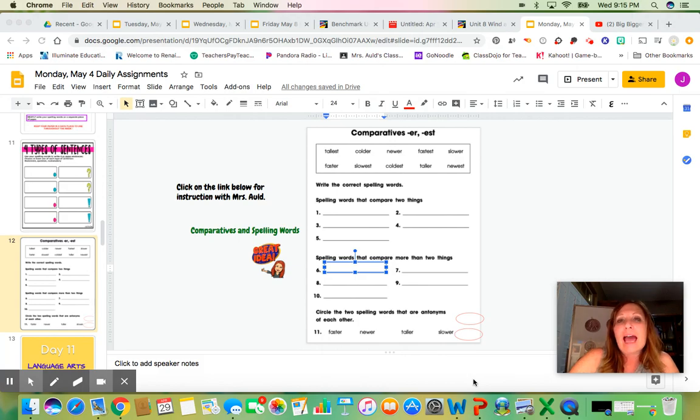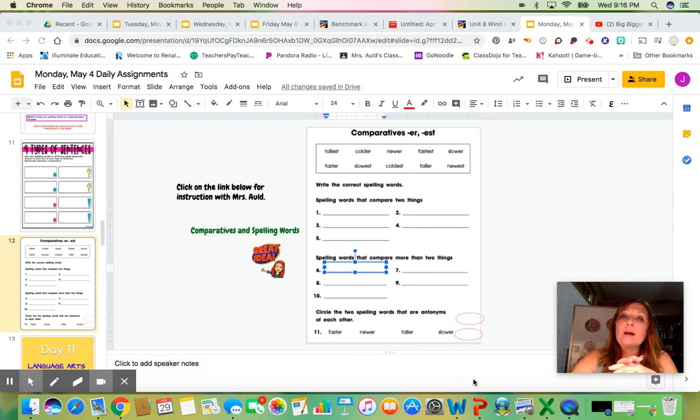We're comparing adjectives. And when you compare two adjectives, you put the ER at the end of the adjective. Okay, so like big, bigger. Okay, when you're comparing three different items, that's when you use the EST at the end of the word.